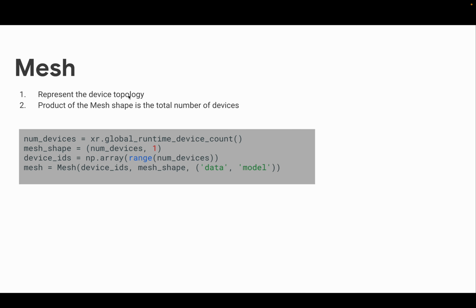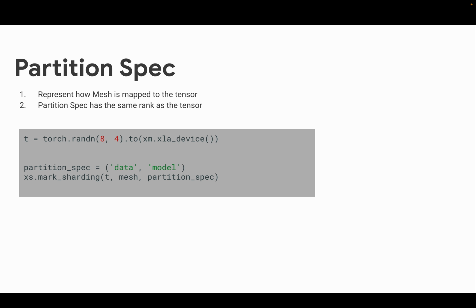What does it mean? If you look at this example here, we are constructing a 2D mesh, so the mesh shape is 2D. The first dimension is the number of devices; assuming we're on a TPU v4, there will be 4 devices. So the mesh shape is 4 by 1. We also name the first dimension data and the second dimension model. This is just dummy code for initializing a mesh. Let's see how it takes effect very quickly.